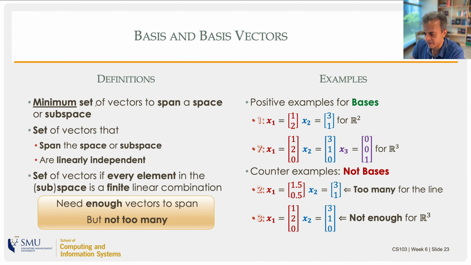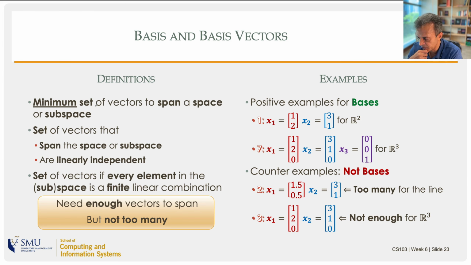We also had some examples where the vectors that we considered were not basis vectors. In example number 2, we had x1 and x2. As you can see, they were linear combinations of each other. What they would span would be a subspace along the line specified, either along x1 or x2. It's the same line. You don't need both those vectors to specify the line. You need only one of them. So too many vectors there. They're not linearly independent, so that is not a basis set.